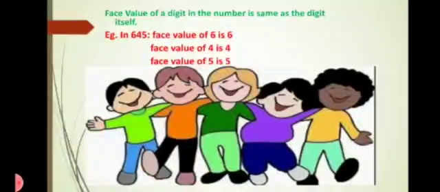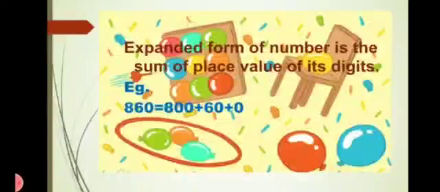I hope that the difference between place value and face value is clear to you. Place value changes according to the position of a digit, but the face value remains the same irrespective of its position. Now let's take the next concept, that is expanded form.